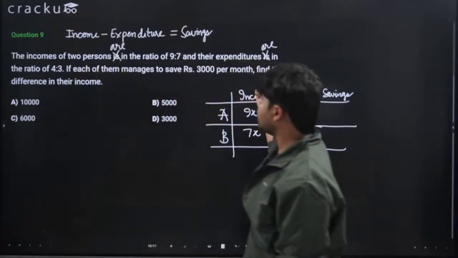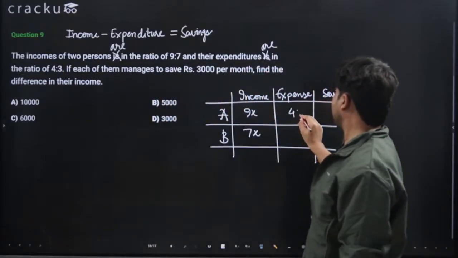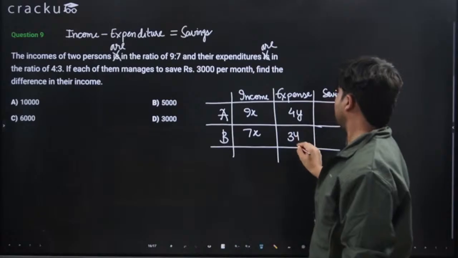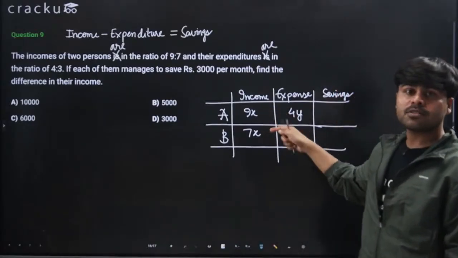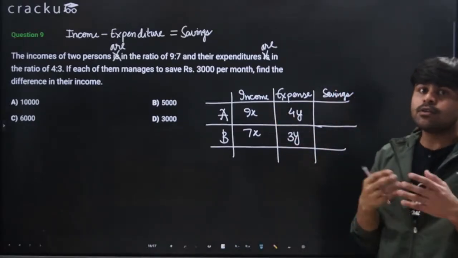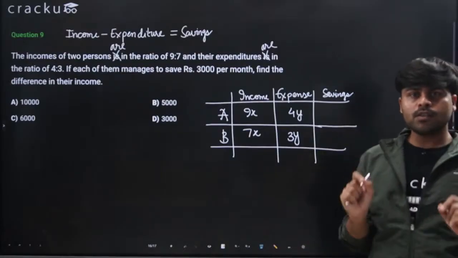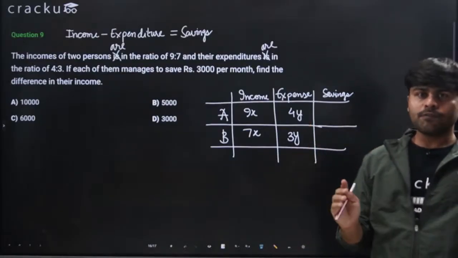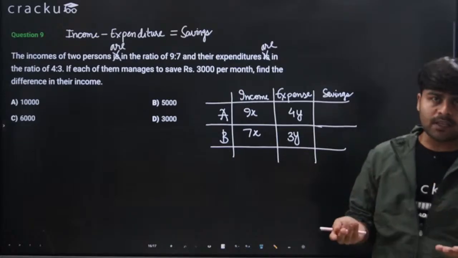Their expenditures are in the ratio 4:3. So this is 4y and this is 3y. Remember, the ratios are different, so the variables need to be different. For different ratios, we need to assume different variables.